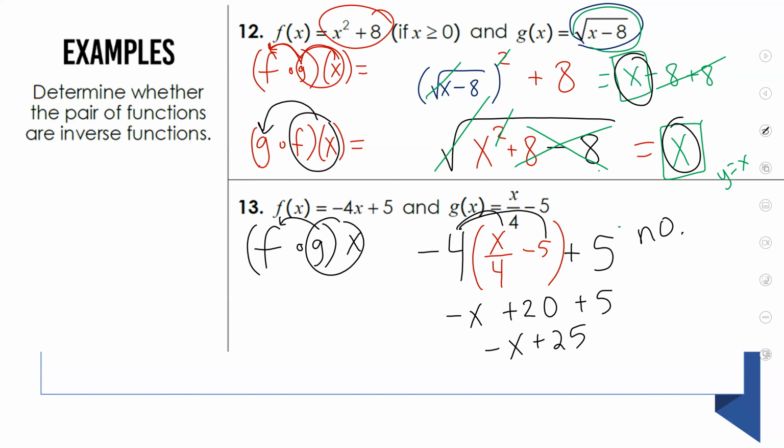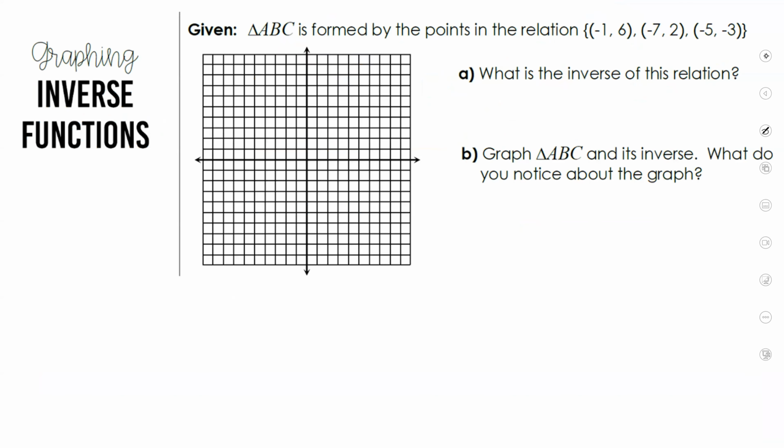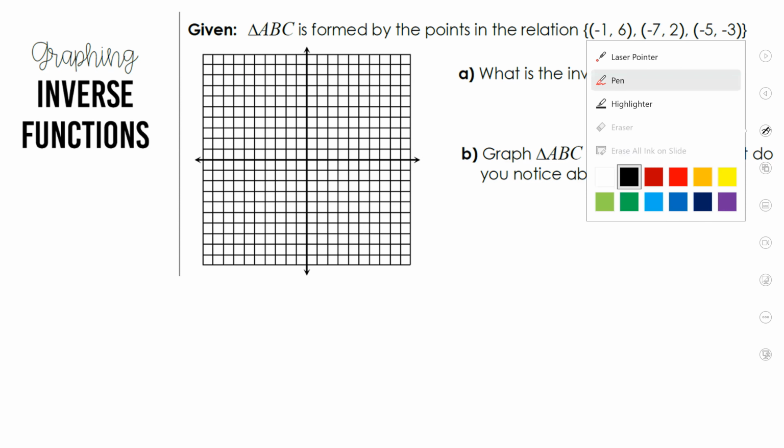We're almost done with the notes, guys. Yep, we're going to graph. So guys, all right, we're given the triangle ABC, and it is formed by the points in the relation -1, 6, -7, 2, and -5, -3. Guys, go ahead and graph that, and we'll come back. Graph it on your paper.